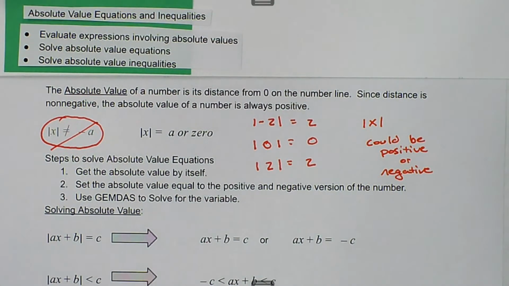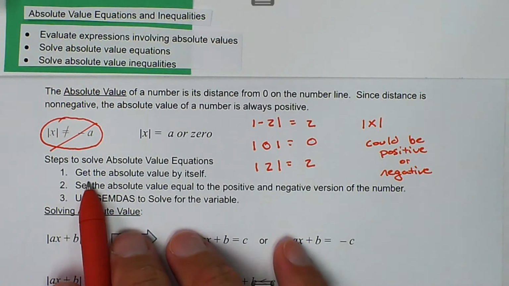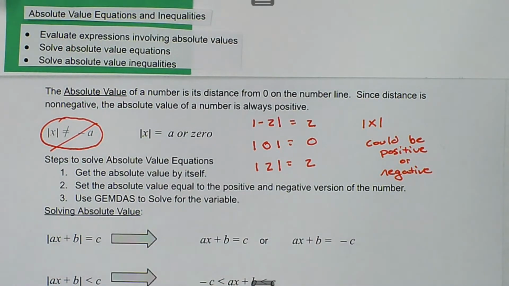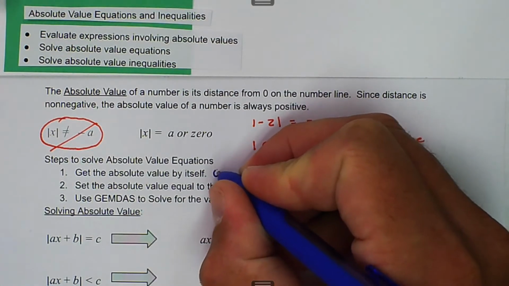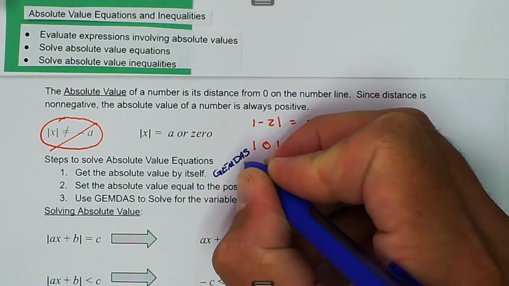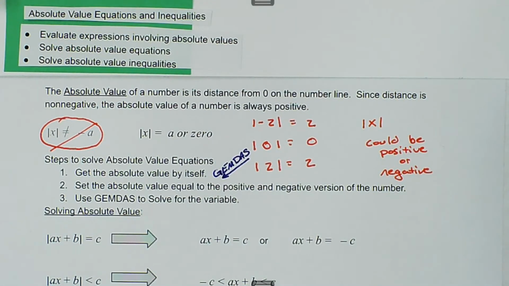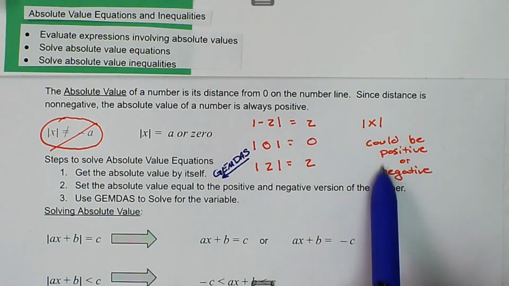So we have some steps to solve absolute value equations. First, we want to get the absolute value by itself. And like we have before, we're going to use GEMDES in order to do this. So we're going to start with subtraction and work our way to groups. Then use the absolute value equation: set the absolute value expression equal to the positive and the negative version of the number. And that's what we have to account for here.